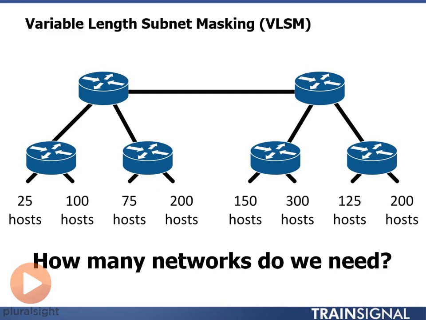So how many networks do we need here? Let's count them up. We need 1, 2, 3, 4, 5, 6, 7, and 8. However, when our routers connect to another router and we have a link between them, we need to put an IP address on this interface and an IP address on this interface in order to get this link to come up. So this has to be a network. So that's network 9. This one will be network 10. Here's network 11, network 12, and network 13. So we need 13 networks total here.